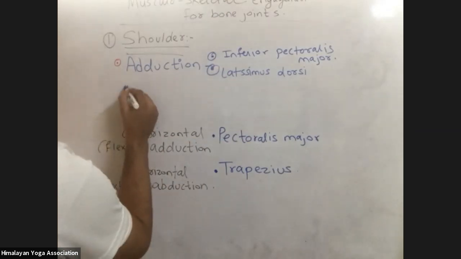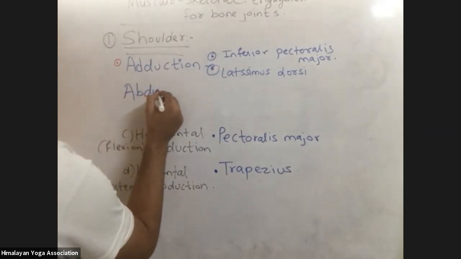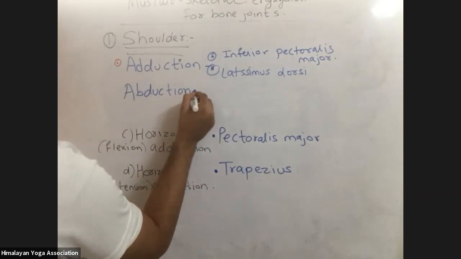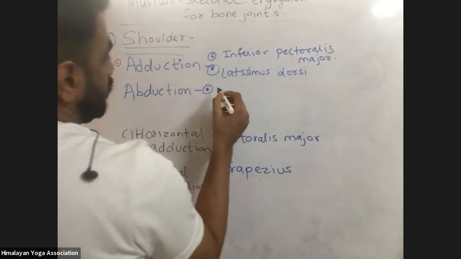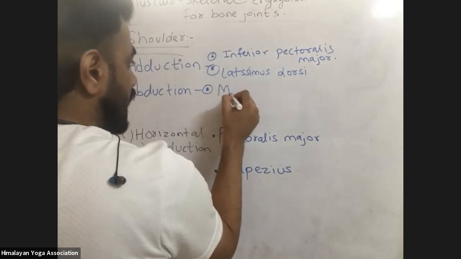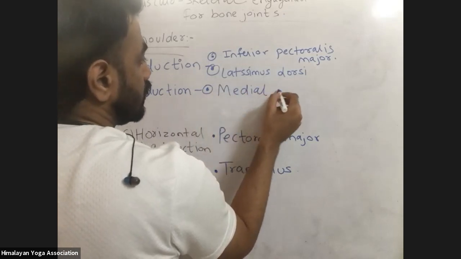So we have the abduction, where you will have the supraspinatus and medial deltoid.